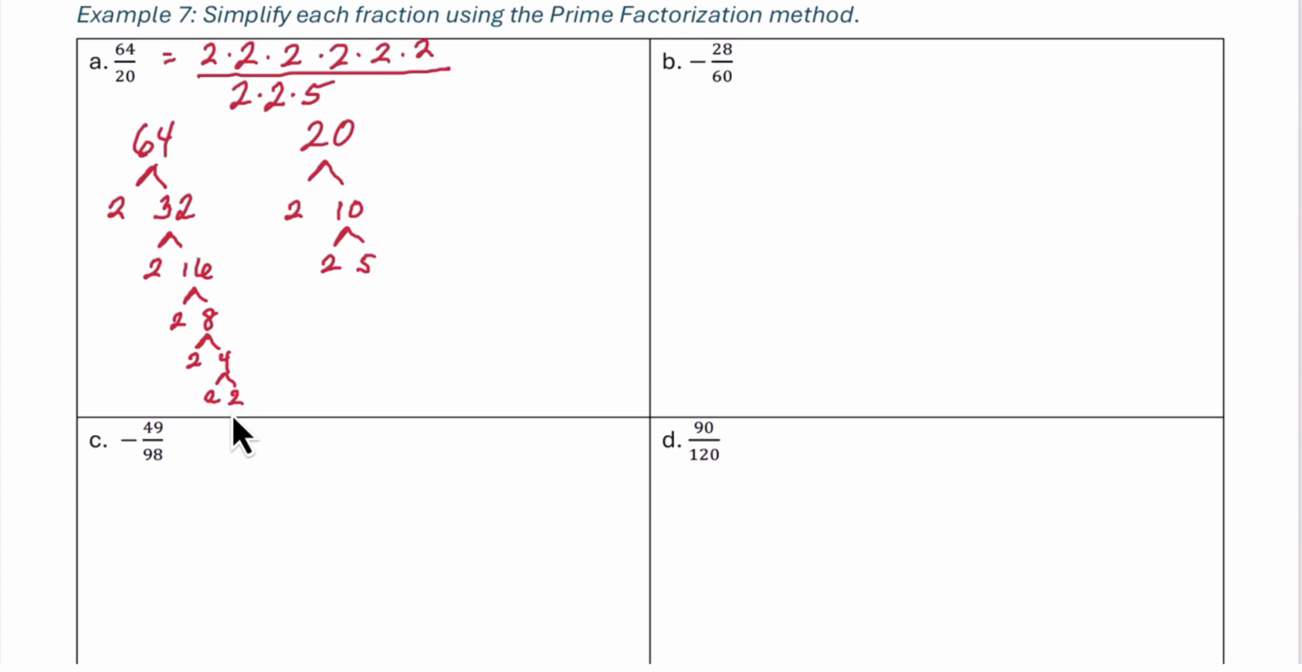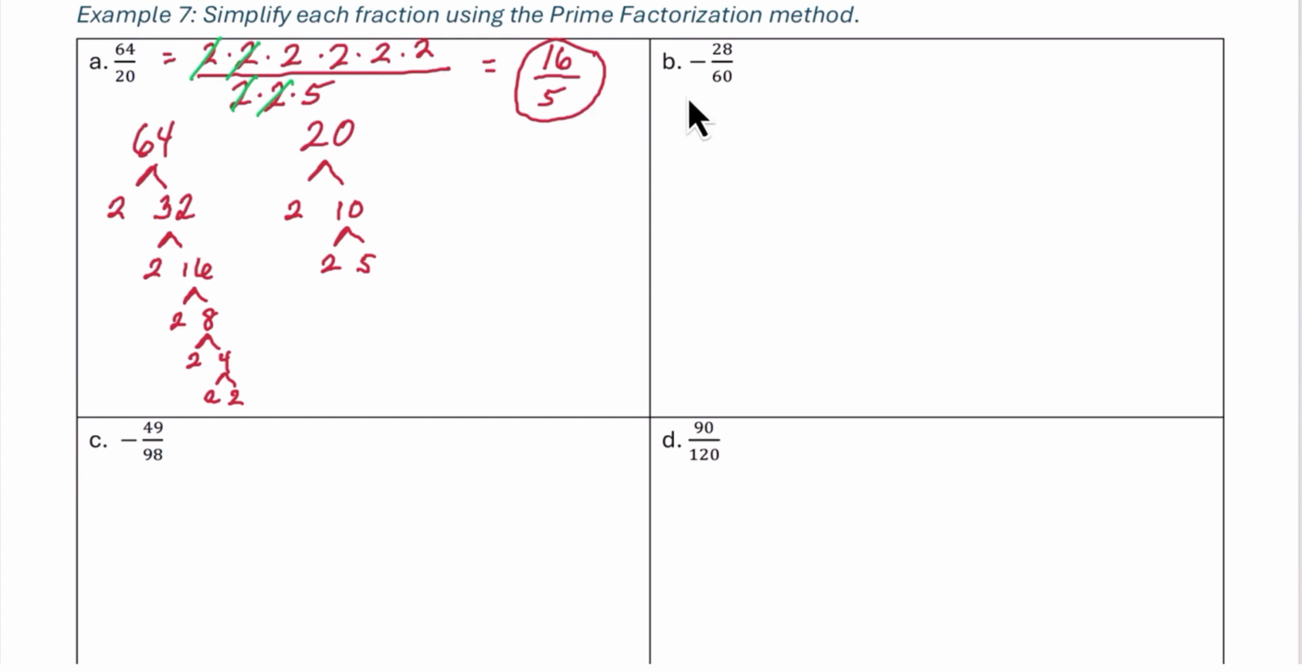And now we can simplify or reduce the common factors. In the numerator and denominator, we first have a 2 in common that we can eliminate or reduce. We have another 2 in common, so that will reduce out. This leaves us with 2 times 2 times 2 times 2 in the numerator, which is 16. And in the denominator, we have just the 5. So the reduced or simplified fraction is 16/5.